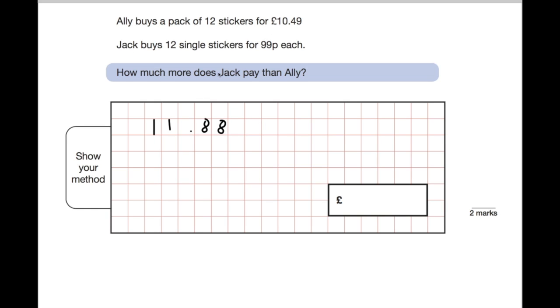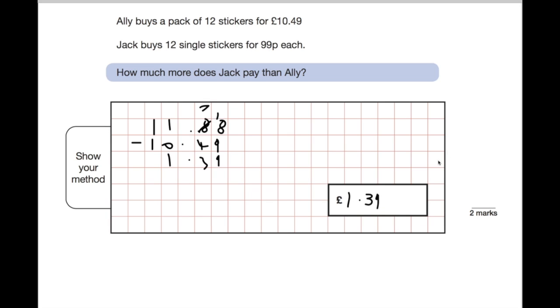And Ali paid £10.49 for the same 12 stickers. So the question is asking us, how much more does Jack pay than Ali? So this is what Jack paid and this is what Ali paid. So we just need to do our subtraction. 8 take away 9 we can't do, so let's borrow one. 18 take away 9 is 9, 7 take away 4 is 3, and 11 take away 10 is 1.